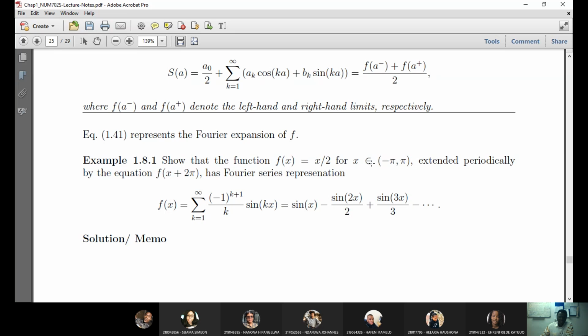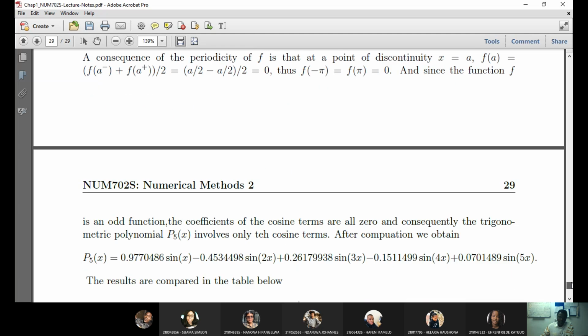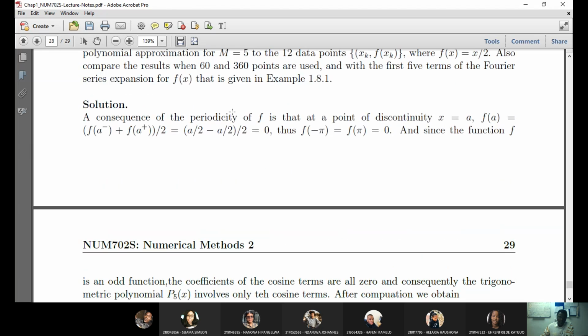So we constructed this one to be x/2 in the interval negative pi to pi. And remember that we sample our points in this interval. That's why we sample our points, so the x_k as defined are here. And we extend this function periodically to be of period 2 pi. So that's exactly the same function that we are dealing with.